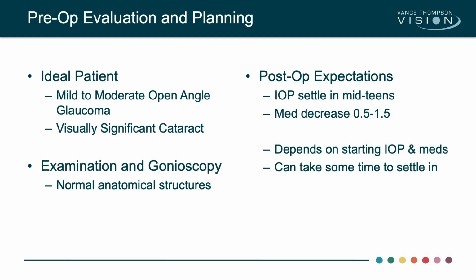The IOP decrease depends on the starting IOP. As we know from studies that the higher the IOP, the more lowering effect you get, and the more medications you're on to start with, most likely you'll be able to get off some medications as well. So it takes about a month or so for everything to settle in, but after that, patients do quite well.